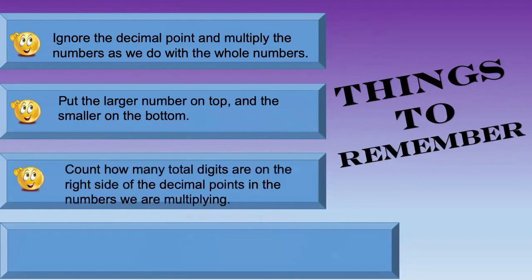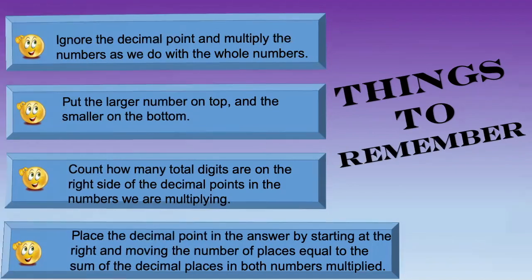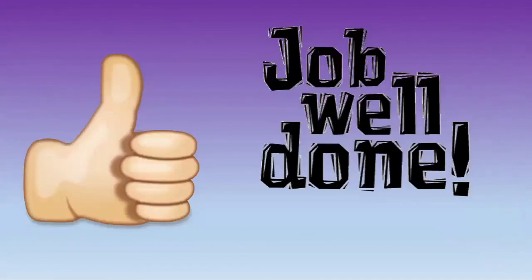Remember to count how many total digits are on the right side of the decimal point in the numbers we are multiplying. Remember, place the decimal point in the answer by starting at the right and moving the number of places equal to the sum of the decimal places in both numbers being multiplied. Good job, guys. A job well done.